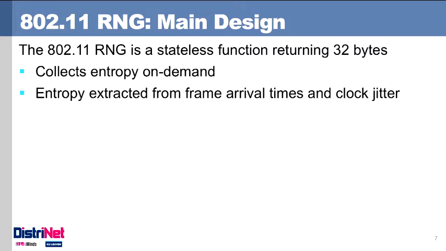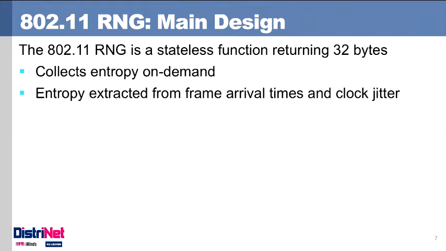And the entropy that is used to generate the 32 bytes is collected on demand. So when this random number generator is being called, only then are events being sampled and used to extract randomness. And the events that are used here are frame arrival times and clock jitter. So those are the sources of entropy.